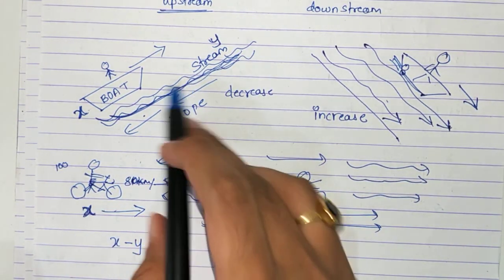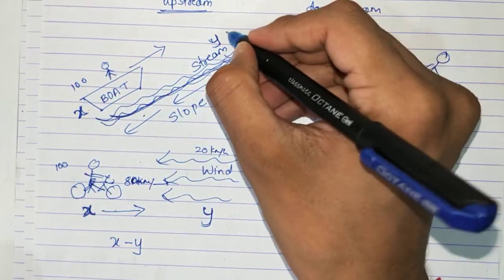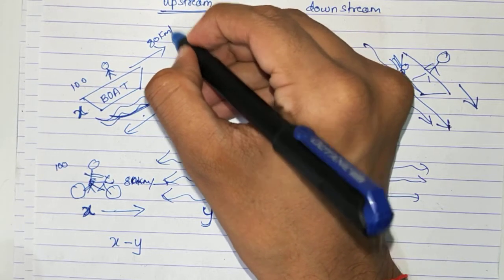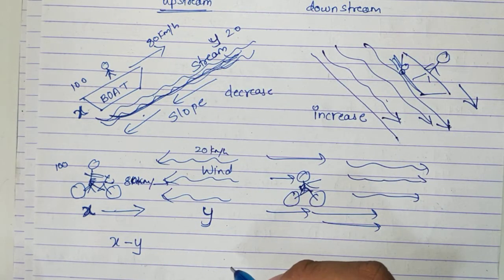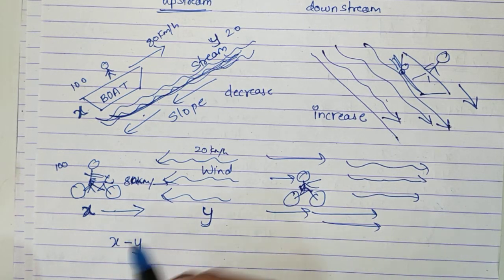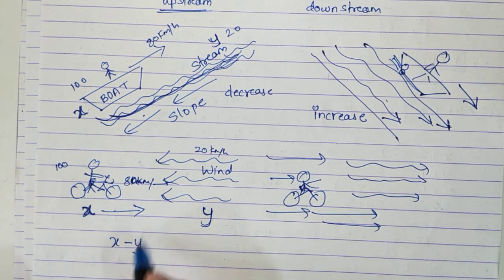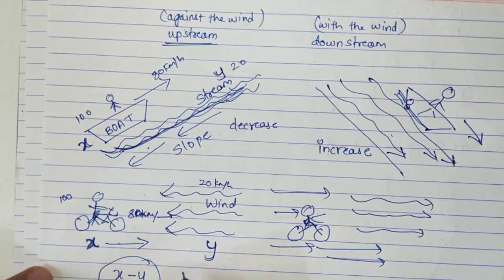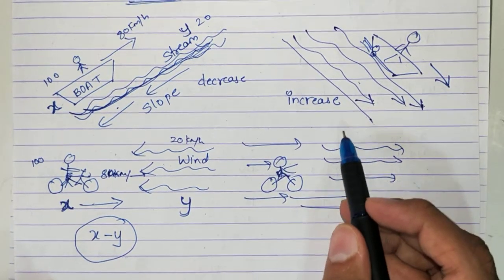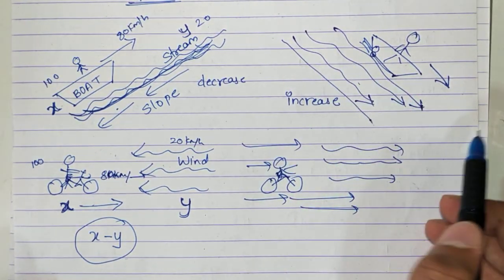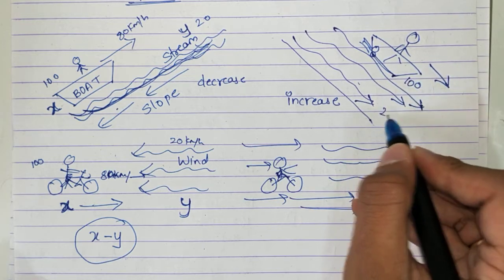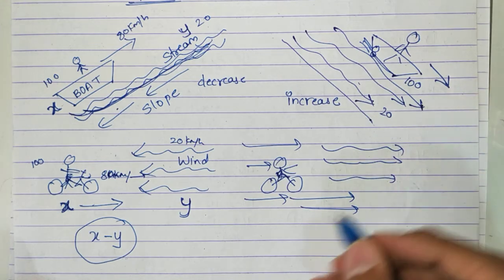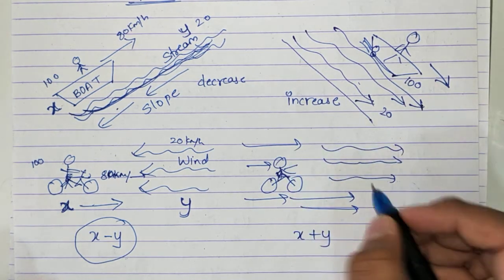Okay, in the same manner, if my boat's speed is 100 and the stream's speed is 20, then 100 minus 20, I will go ahead with the net speed of 80 kilometers per hour. That is why I subtracted, because it is against, therefore subtract. So this is called upstream speed or against the wind speed. And in this case the water will increase my speed. If I am going at a speed of 100 and the water is 20, then my speed will increase and become 120. So in this case my speed will increase because I am going with the wind or with the water.